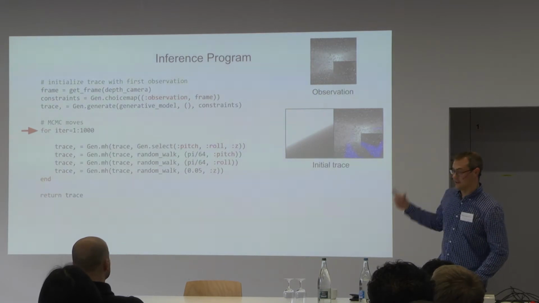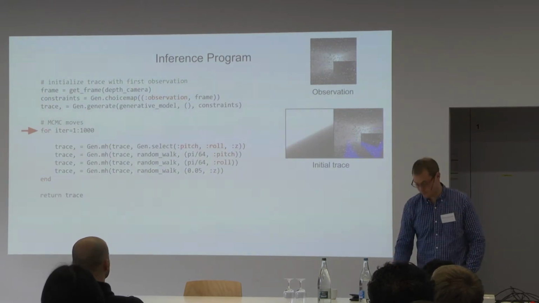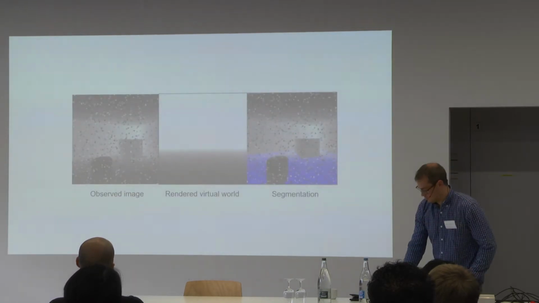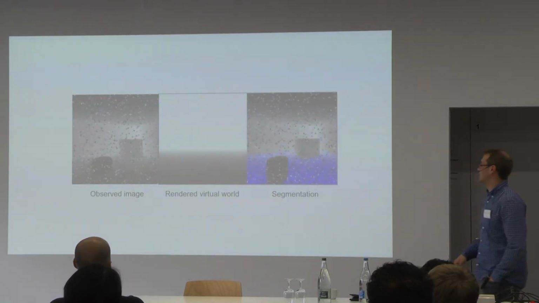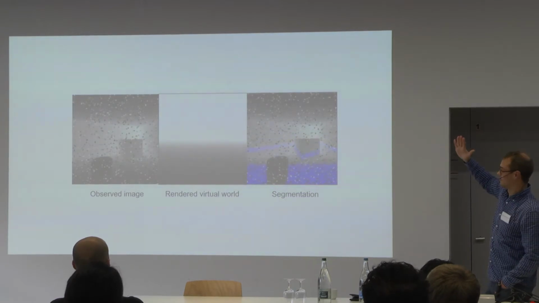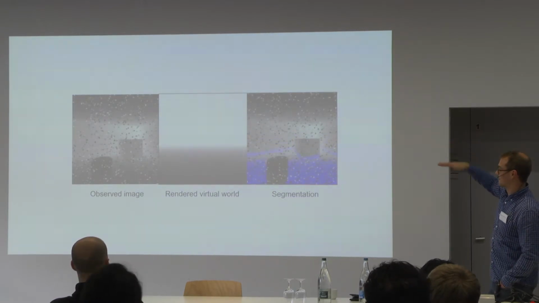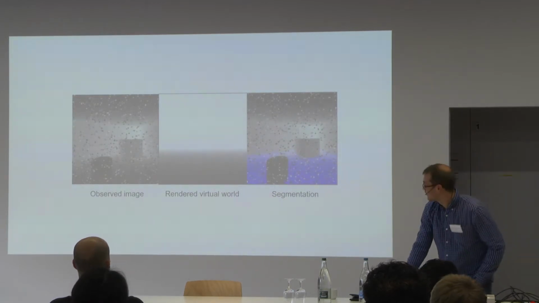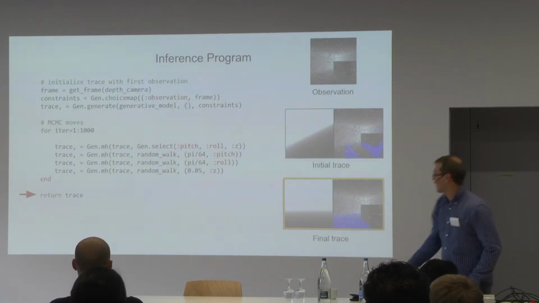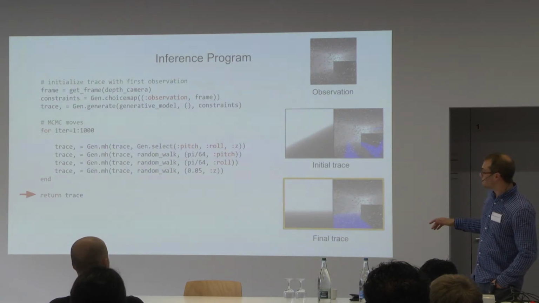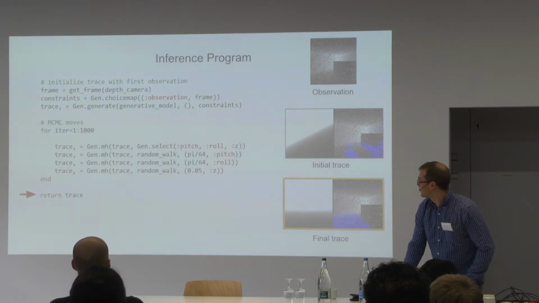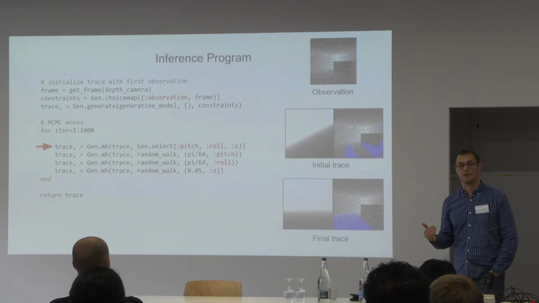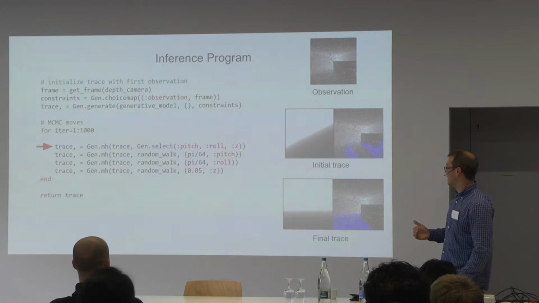So resolving that discrepancy is the role of the rest of this inference program, and basically we're going to apply MCMC in this for loop. And what this is going to be doing is starting with some random initialization and then gradually improving the virtual world. So at the end, we're going to return the final execution trace. Now each of these steps inside is applying some MCMC operator to the execution trace.